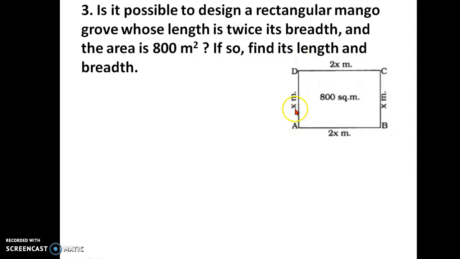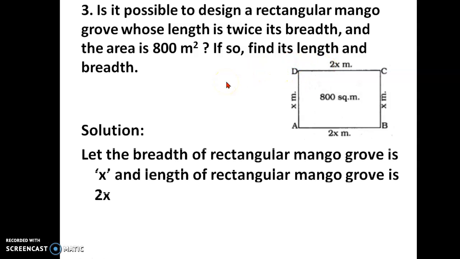So breadth we are taking as x. In terms of x, we have to refer to length. So length will be 2 times the breadth, so 2 into x. That's why it is written 2x meter. And already it is given in the question that area is 800 meter square. So with this we have to find out whether we can make the mango grove in rectangular form and find its length and breadth. So let's start solving.